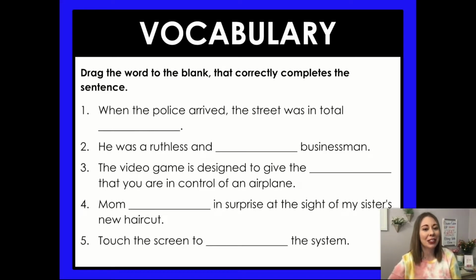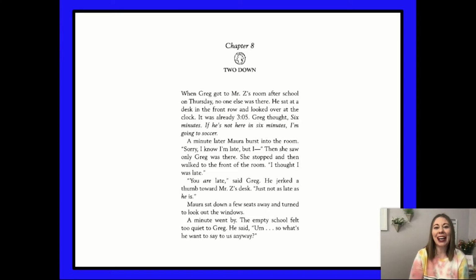For your vocab today, you are going to drag the word to the blank that correctly completes each sentence. So you'll see this assignment on Seesaw. It'll be a drag and drop for you. And we are going to go ahead and get right into reading.